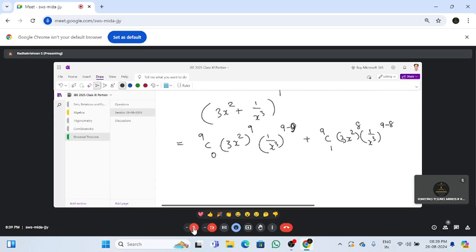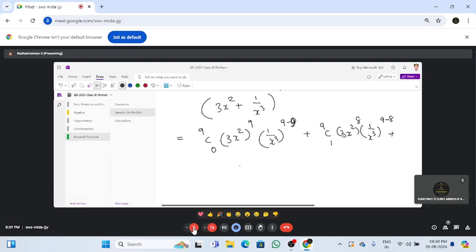a to the power of n minus r, b to the power of r, and so on. So what will be the r plus 1th term? ncr 3x square to the power of 9 minus r, 1 by x cube to the power of r. Again, plus the final term will be 9c9 3x square to the power of 0, 1 by x cube to the power of 9.